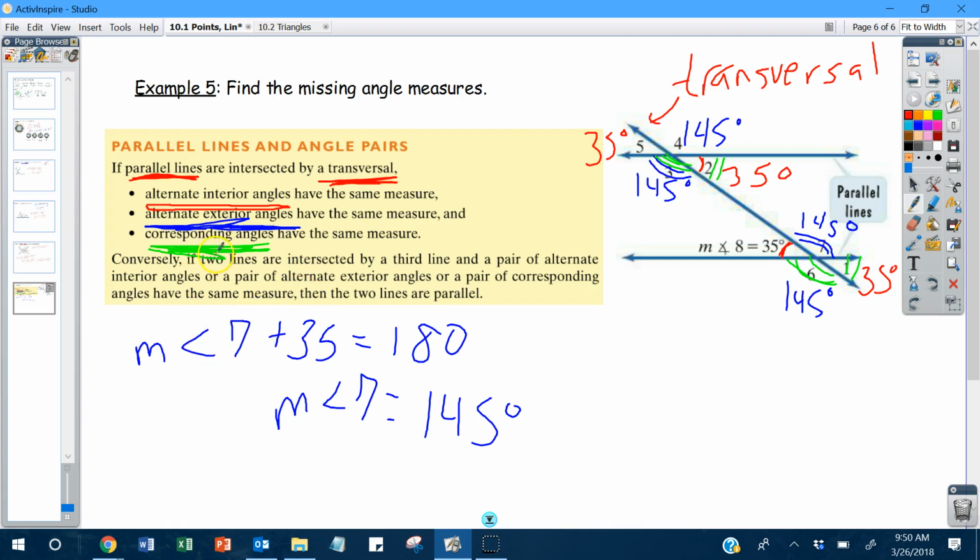So that was a lot of terms, a lot of things, but at the end of the day, we now have a lot of building blocks to find the angle measures of big messy things like this.